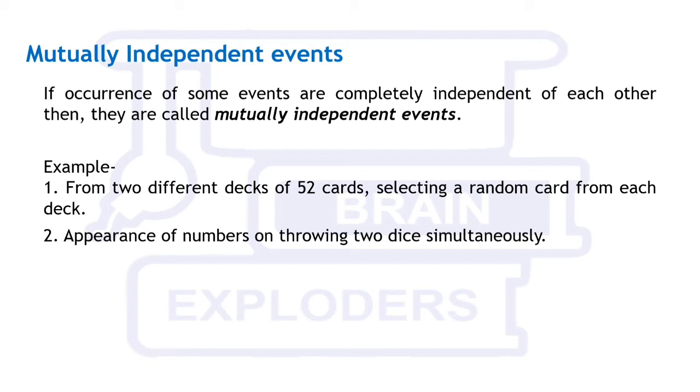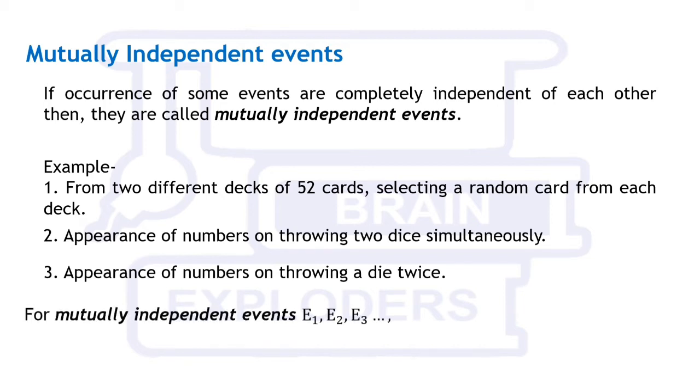Similarly, if a die is thrown twice, then also the number on the first throw does not affect the number on the second throw. For mutually independent events E1, E2, E3, the probability of occurrence together is P(E1) times P(E2) times P(E3) and so on.